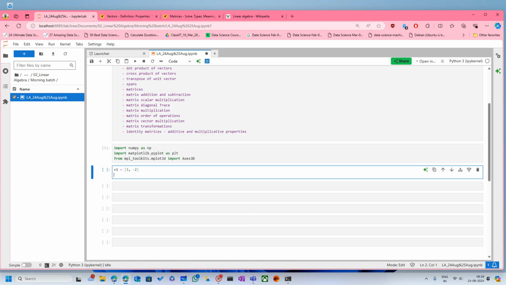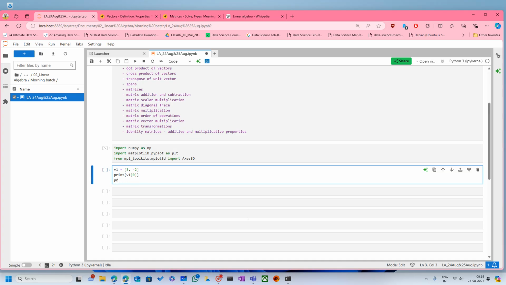Because it's a vector, you can print v1 of, you already know the indexing, right? So you can access its first element, the first point, or you can print the second point.